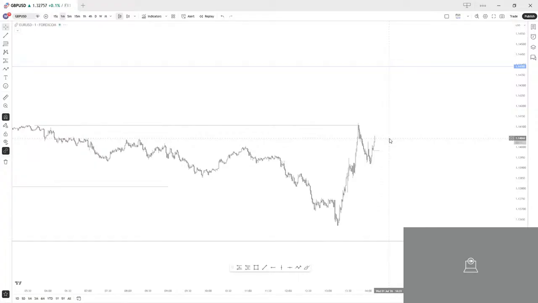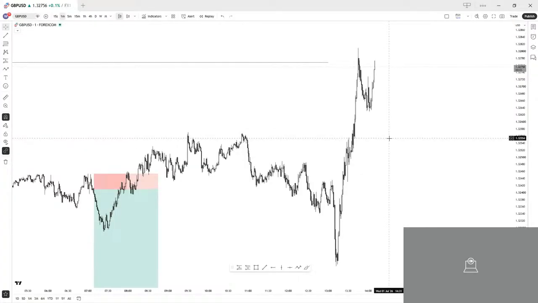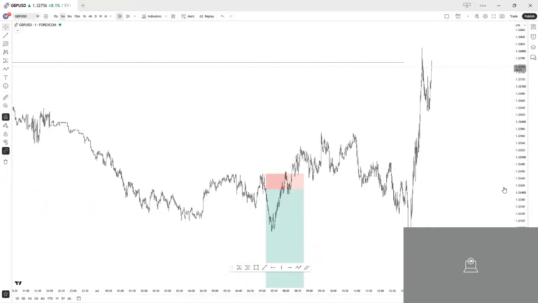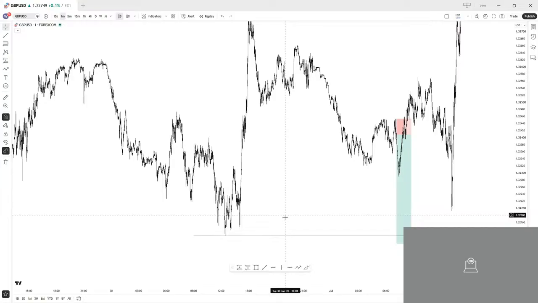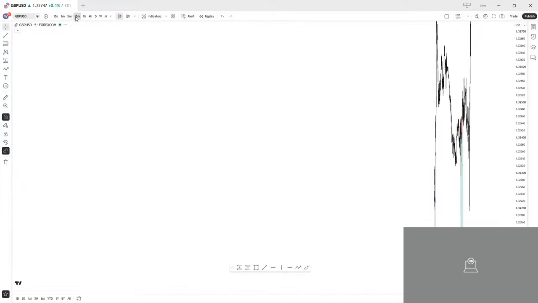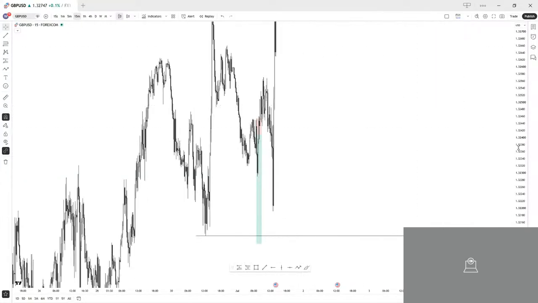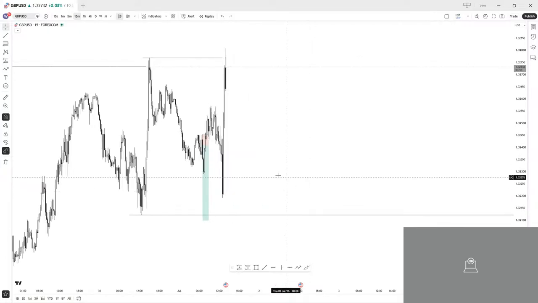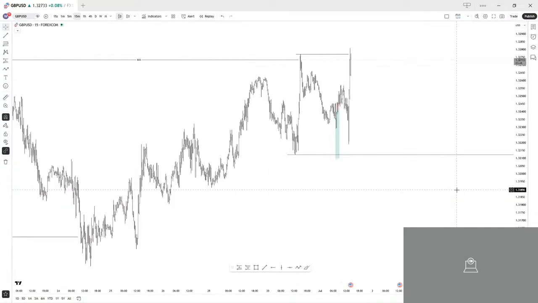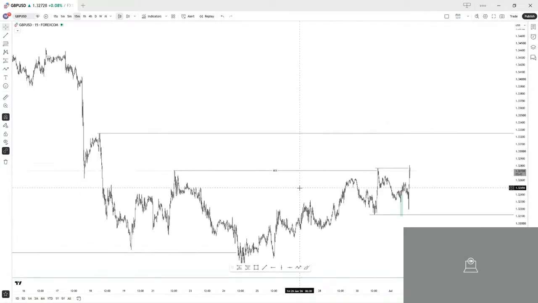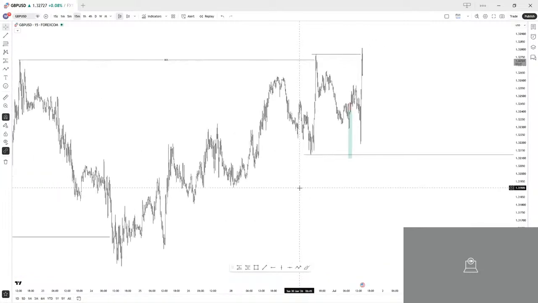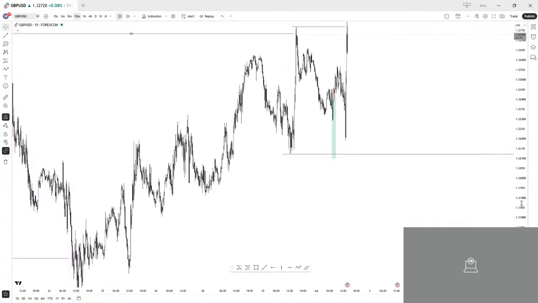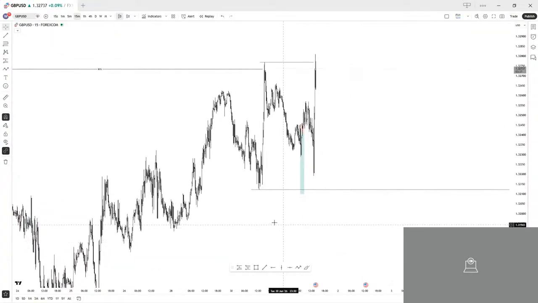GBPUSD. The lows I took today are very, very painful. I'm not gonna lie, very painful. I was up a few thousand, and then within a few minutes I'm in the red. But that's trading. It happens. Can't be mad.